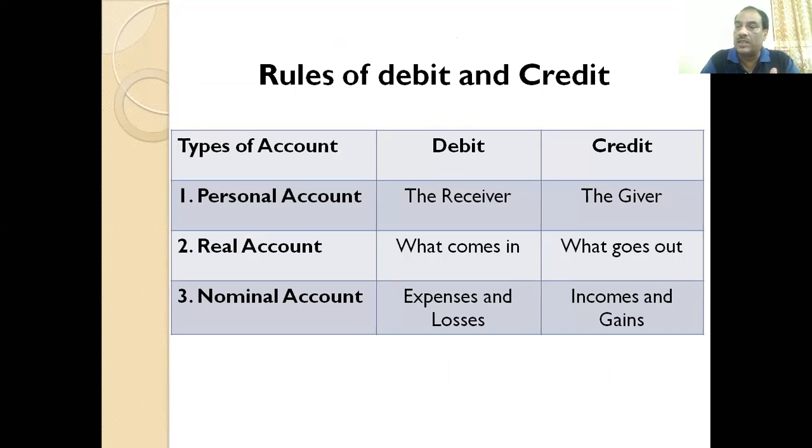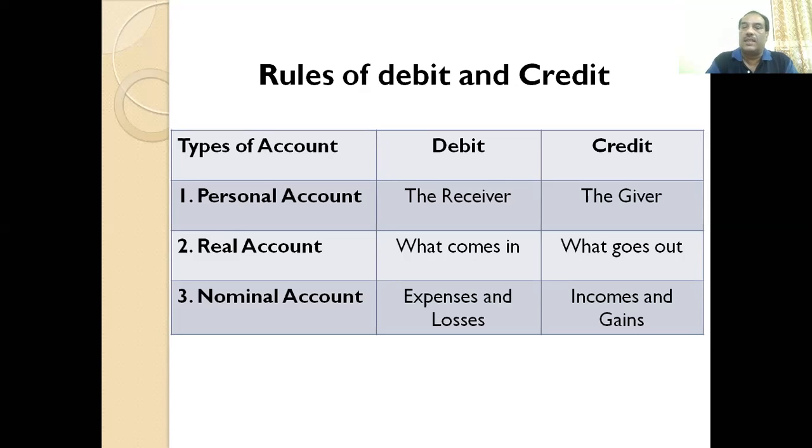Who receives the money, who receives the cash, who receives the goods, who receives the value, that is the personal account to debit. Then credit the giver, who pays, who gives. So simply, when something is received by some person, his account should be debited, and when something is paid by the person, the account should be credited.